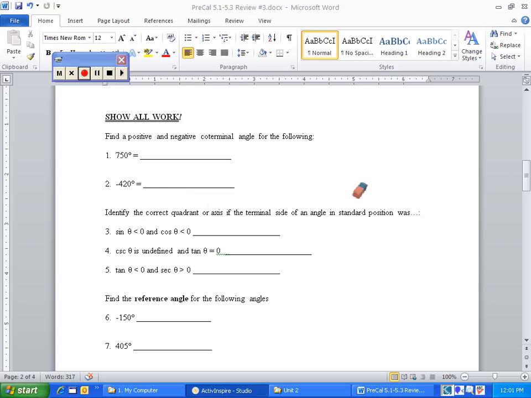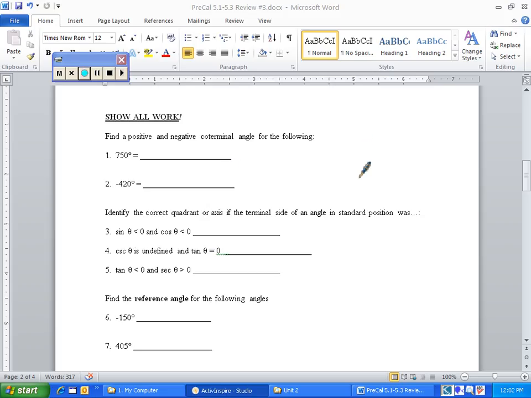Now let's pick a different number. Let's go to 2 now. And after I plug in 2, I get 300. 300 is positive, and that's it. And I'm good. Okay, so just remember you need 1 positive, 1 negative coterminal.